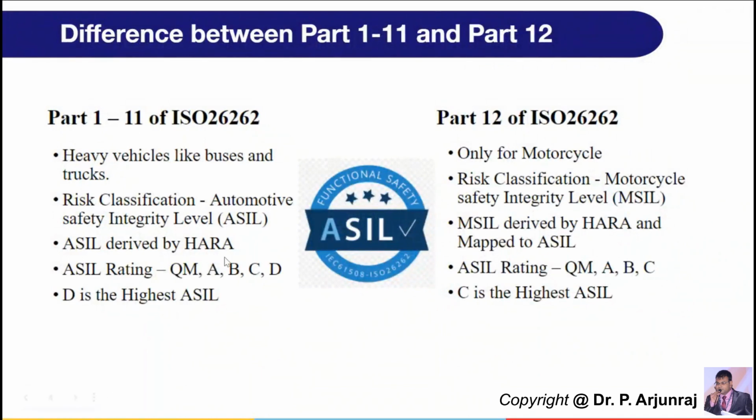Okay, we are not going to have D rating because, as I was mentioning, ASIL D is totally eliminated here because of the comparison between MSIL and ASIL. And we also know that D is the highest ASIL rating in the case of the passenger car and also the buses and truck application. Whereas here in the case of motorcycle, we call C as the highest ASIL.